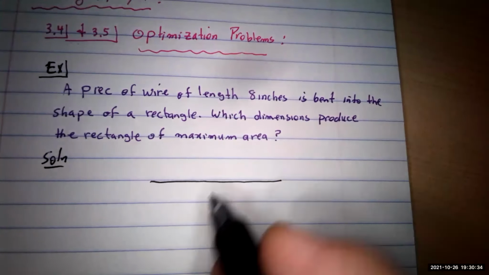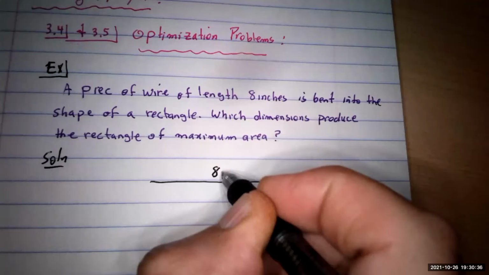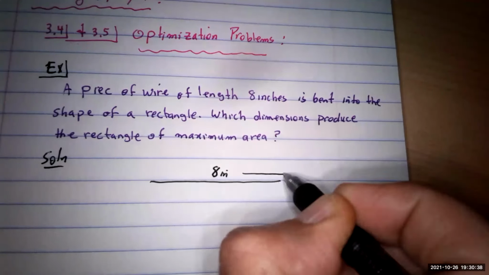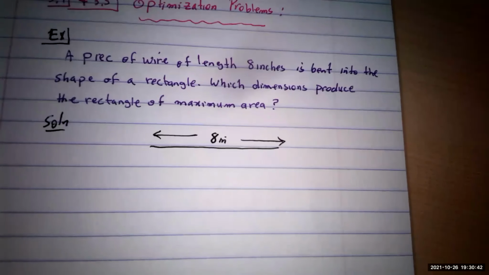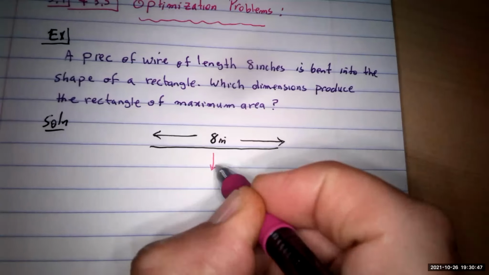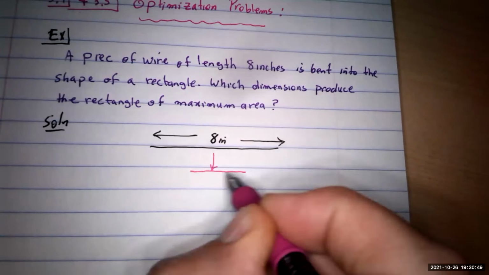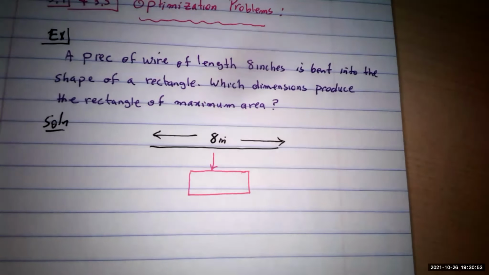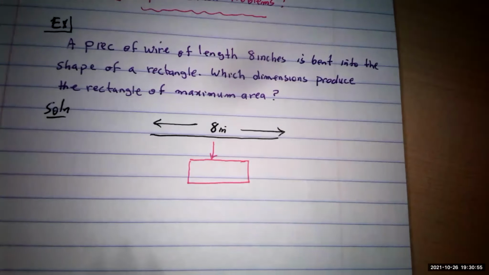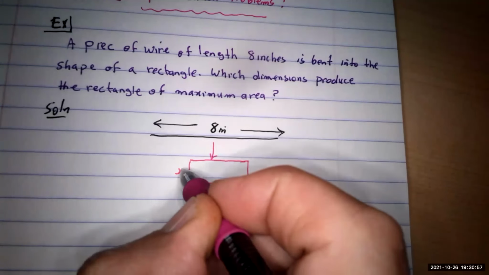This piece of wire is going to be 8 inches. So what we'd like to do is bend it into a rectangle. Okay, we bend it and we get a rectangle here. You see, it's going to be the rectangle. The rectangle would have dimensions X and Y.